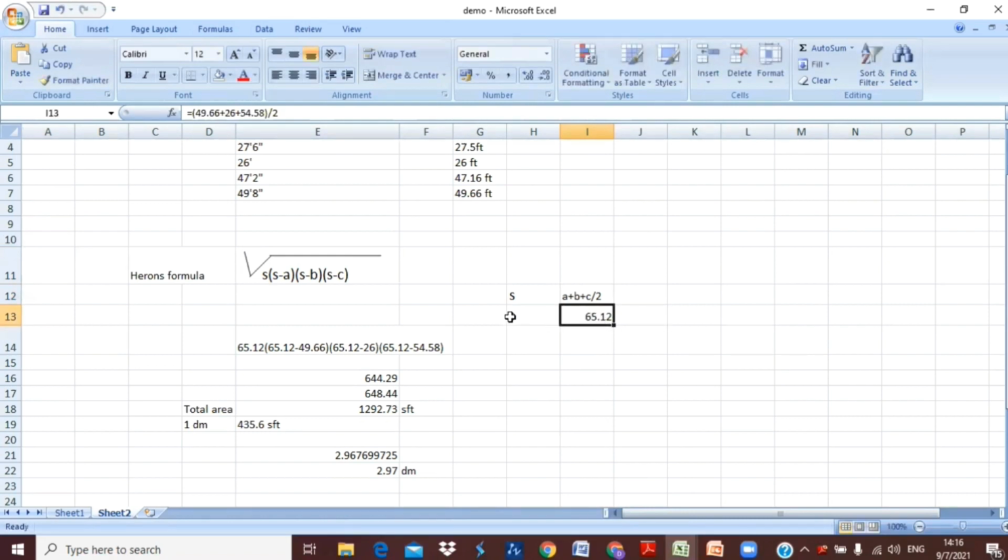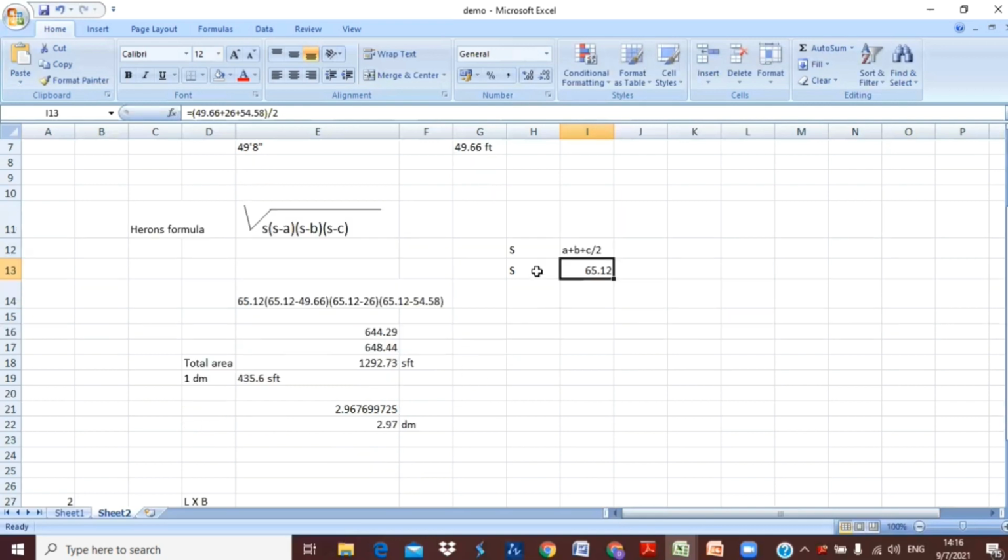Next you can see here I have already added and divided by 2. So I get the S value, that is 65.12. Now I have the value of S, that is 65.12, and I will just put this value in this formula. I already know the value of A, B, and C.